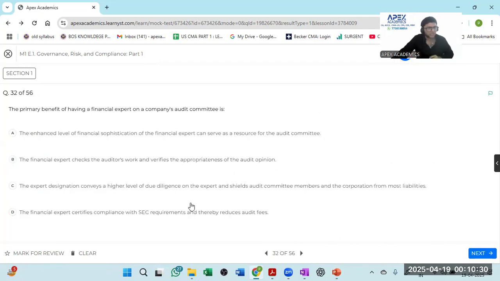Okay, let's do 32. The primary benefit. What is the benefit of having a financial expert? Enhanced level of sophistication of the financial expert can serve as a resource of the audit committee. Yes. The financial expert checks the auditor's work and appropriateness. No. The work. No, he cannot.